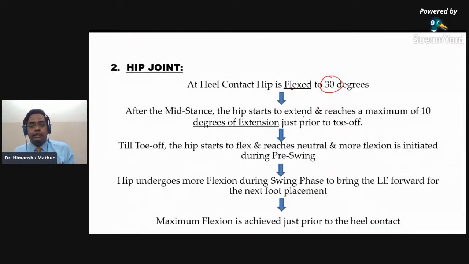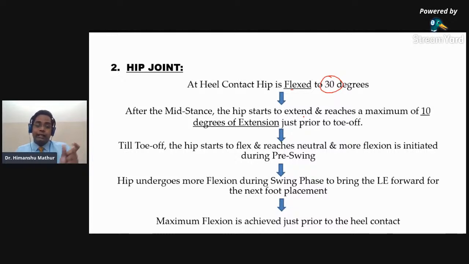Now till toe off, the hip starts to flex and reaches neutral, and more flexion is initiated during pre-swing. You have to do more flexion during pre-swing because you have to lift the whole leg up in the air, so that जो आपका foot है वो clear कर जाए, it clears the ground, so it successfully gets off the ground. तो इसलिए आपको हिप का फ्लेक्शन चाहिए, आपकी पूरी एक्सट्रीमिटी फ्लेक्स होनी बहुत जरूरी है उसमें, ठीक है ना, during the pre-swing phase.